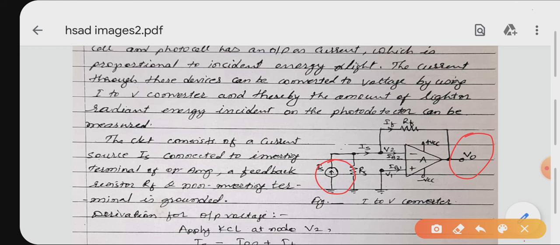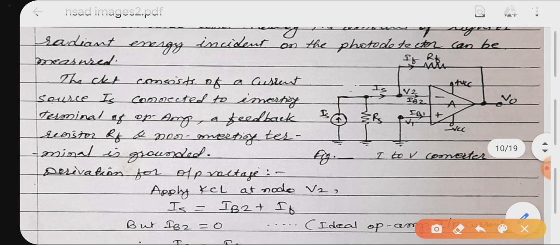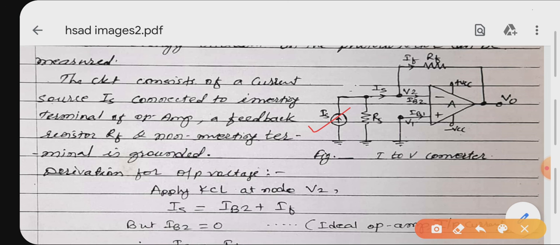So here you can see the circuit diagram. You have applied the input signal as a current source. When the current source is connected like this, its resistance is in parallel. IS is the input current, RF and IF are the feedback resistor and feedback current, then the output voltage, the inverting terminal to which the input signal is applied, and the non-inverting terminal is grounded. Other nomenclature is the same: IB1, IB2, V1, V2. So you can write down the description in your own words.